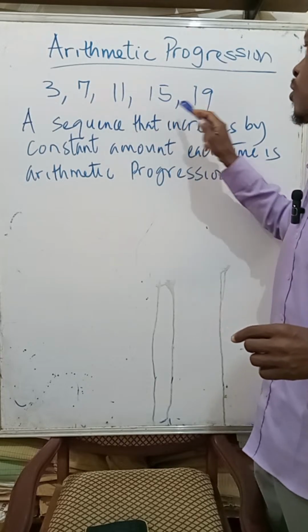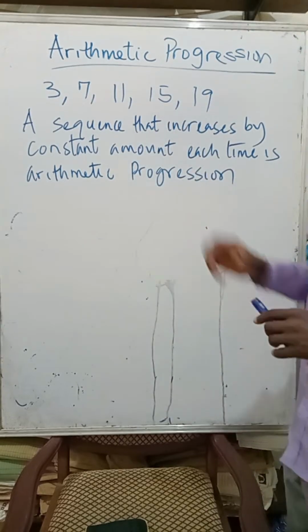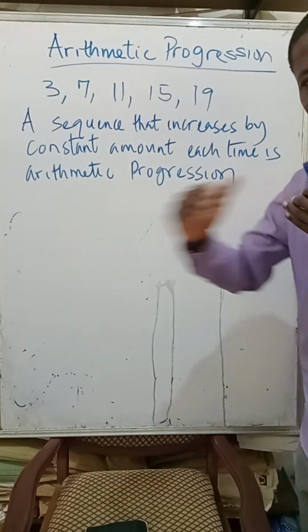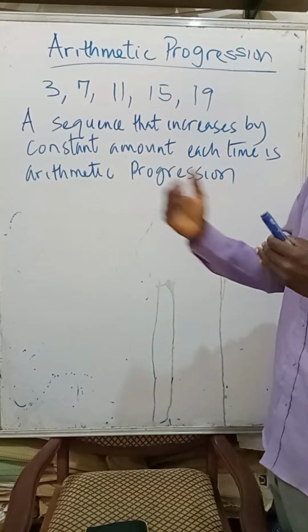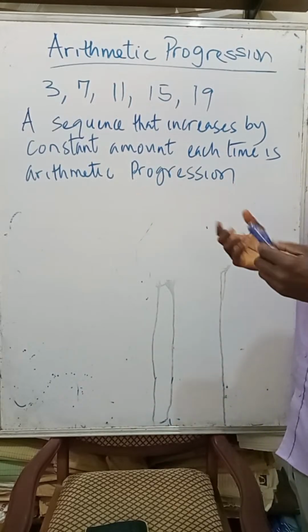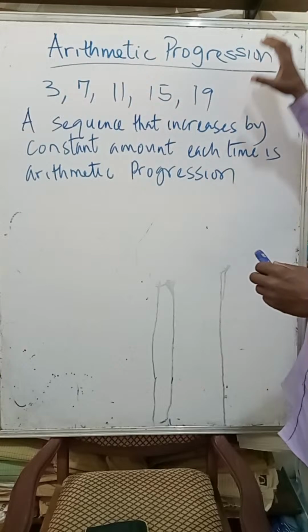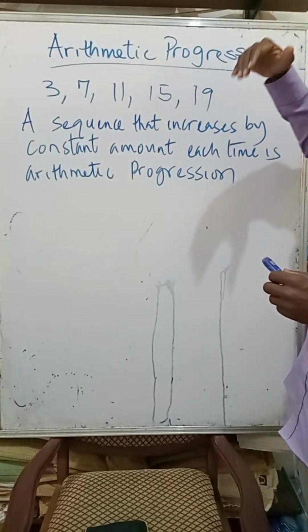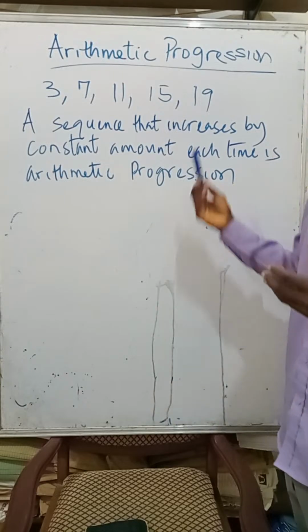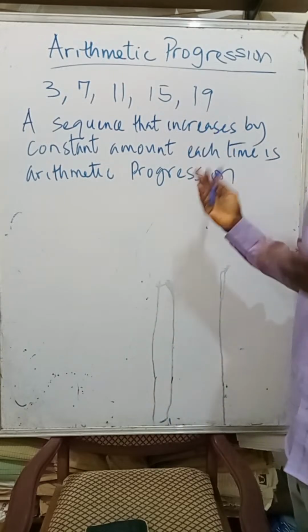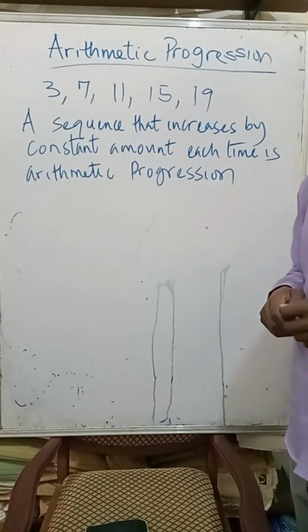And then 15 plus 4 will give you what? 19. So you can see that there's a constant increment of 4. And this progression and arithmetic series are almost similar. We can use the formula. I'm going to use the formula method to solve questions in these aspects.